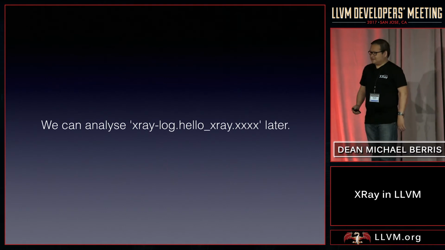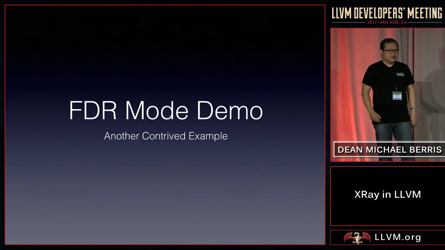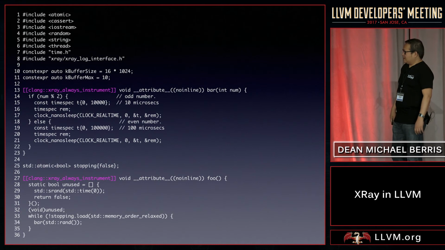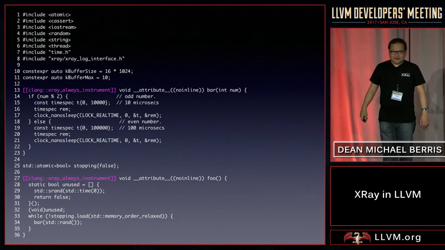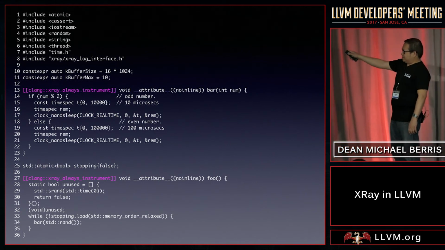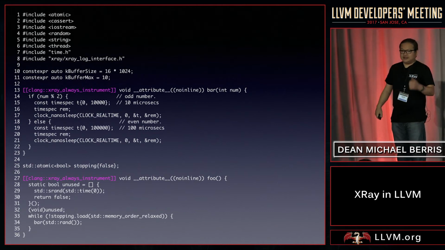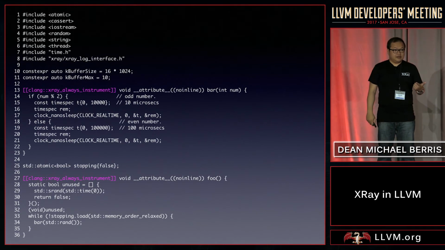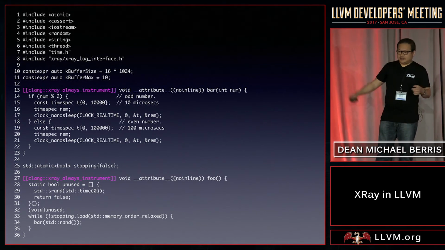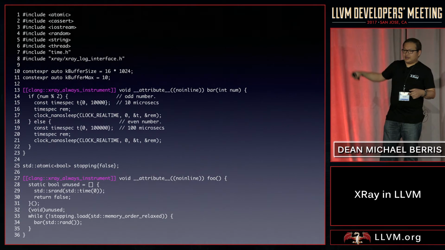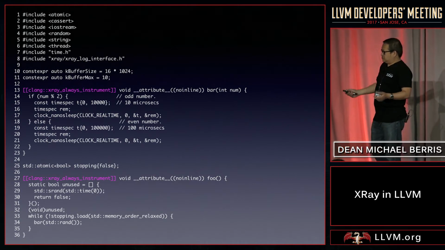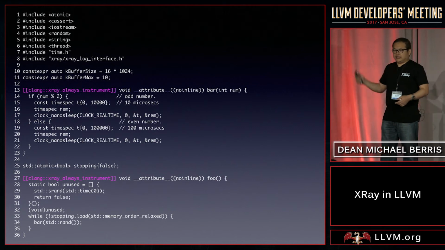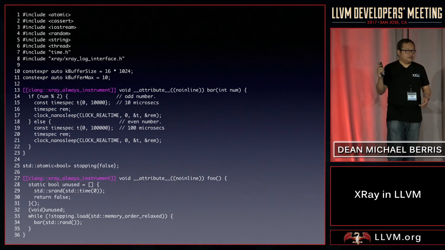So FDR mode. How different is FDR mode? Well, it's slightly different. There's more code in this example. But basically what we want is the first function will either take 10 microseconds or 100 microseconds. Okay? It's flipping a coin, not the most secure way of flipping a coin. Don't do that at home. But it's good enough. And foo will basically call bar in a tight loop and look at the global to figure out whether it's done.